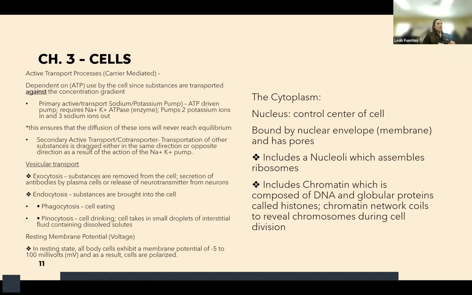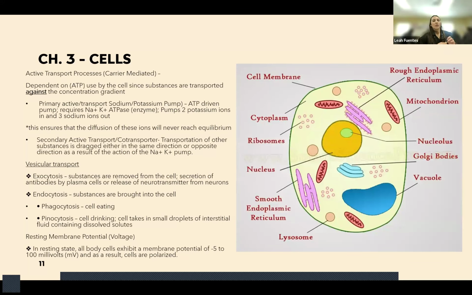Okay, and lastly, we're going to go over parts of the cell really quickly because there's just specific things that you need to know. I thought I had my pointer, but I don't, so we're just going to go through it.